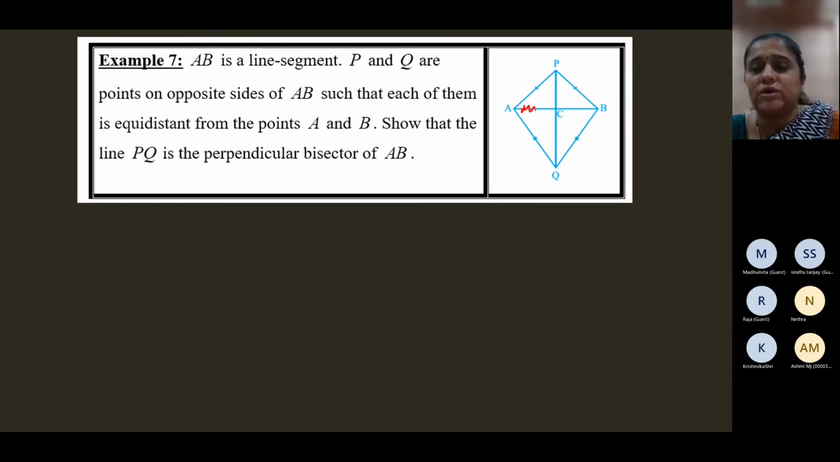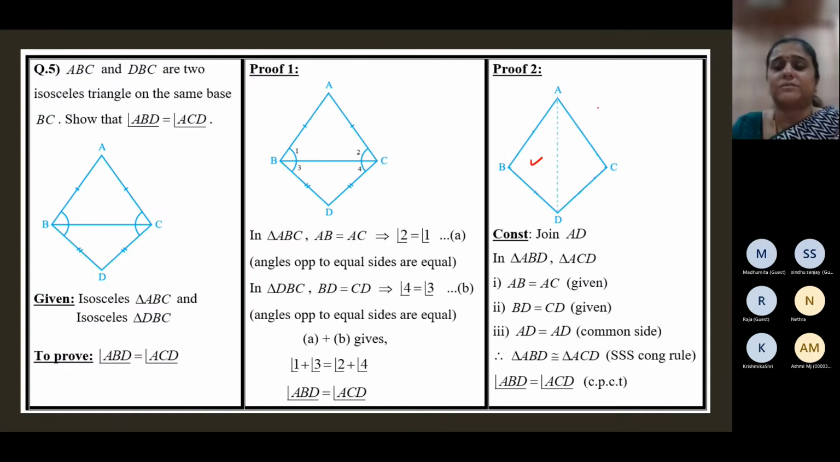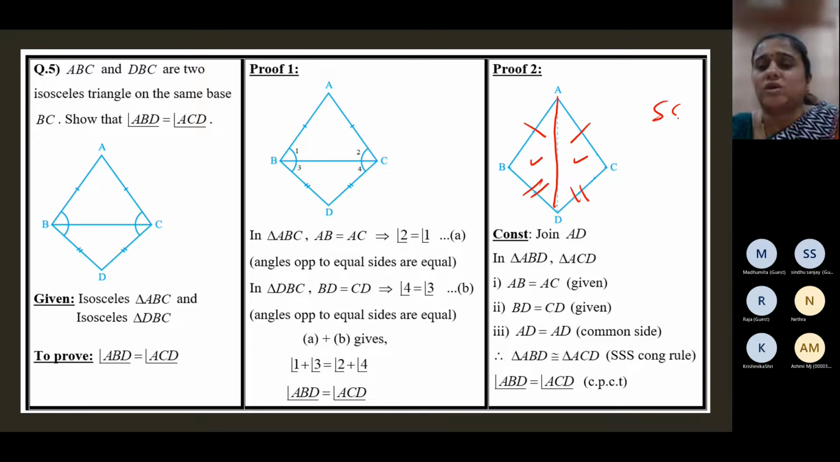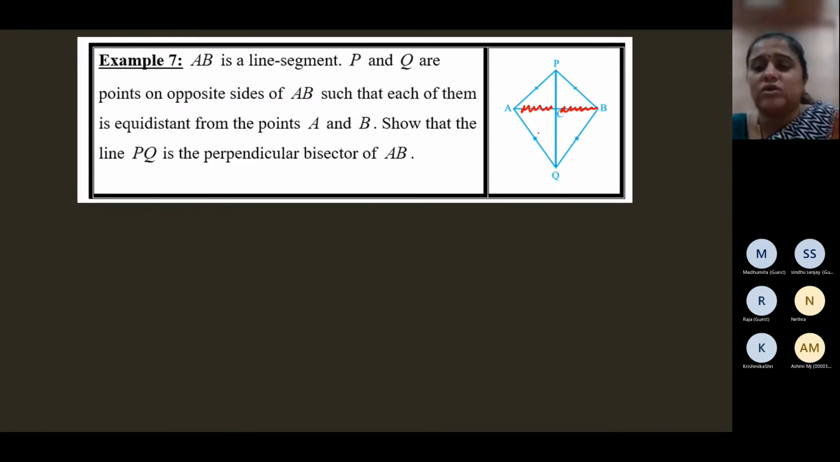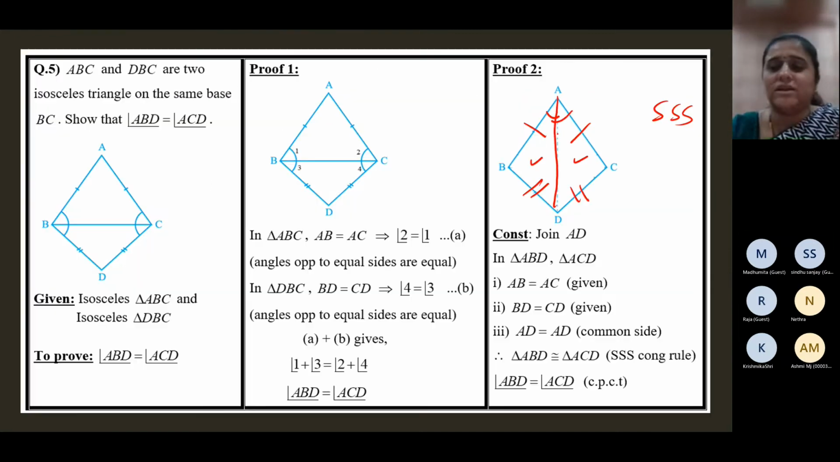Take off this diagonal AB. So it will look like this. Now in these two triangles, this side is equal to this side is equal to this side, and this is the common side. So by SSS congruence rule, these two triangles are congruent to each other. So CPCTC, this angle is equal to this angle. Or if you're taking these two triangles, then you must say that this angle is equal to this angle, CPCTC.